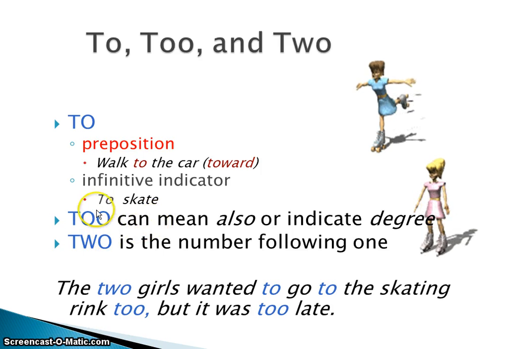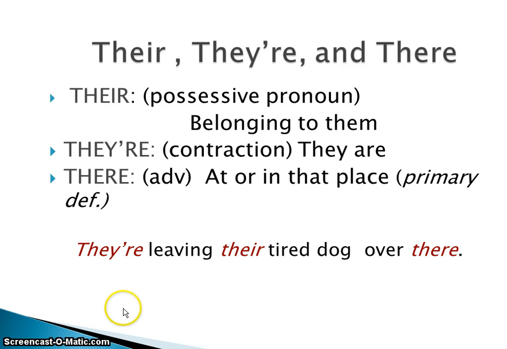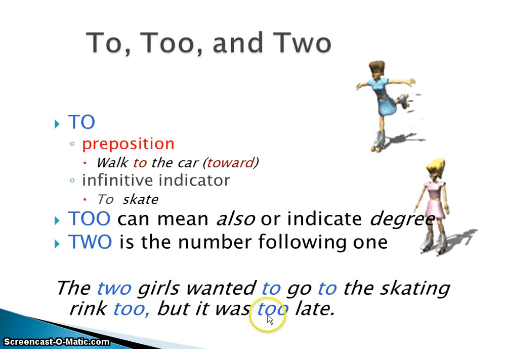Now, it gets a little tricky here with TOO. The simplest way to remember it is that TOO means also. So whenever you see the word TOO, that means also, or it might indicate a degree of something, like too funny or too hungry. So look here, walk through this sentence. The two girls, there's a number, wanted to go to the skating rink too. So they wanted to go to the skating rink also, but it was too late. So there you have your also right here, and there you have your degree right here. So degree means too late or too funny.